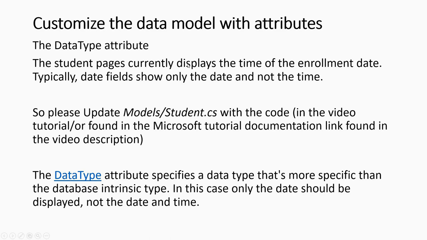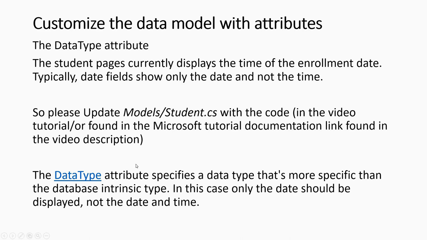Next, the DataType attribute. The student page currently displays the time of enrollment along with the enrollment date. Typically date fields show only the date and not the time, so the time is somewhat undesirable. We want to get rid of that time and only show the date. That's what we are going to do. So now we'll update Models/Student.cs with the code. That code is in the video tutorial or can be found in the Microsoft tutorial documentation link in the video description.